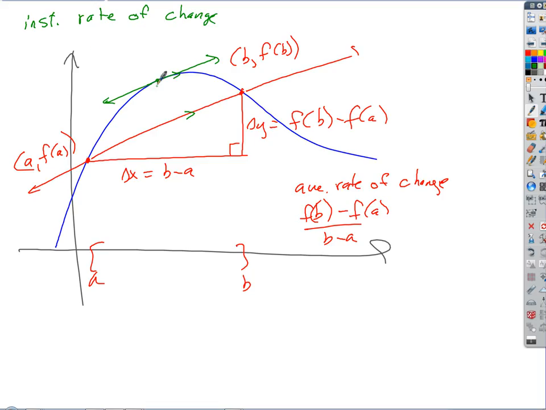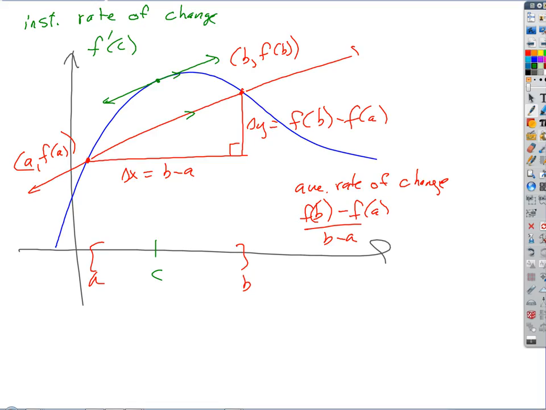Let's call that point right there C. How do I represent that slope? Yeah, so it's just going to be f prime of C, right? We've got to find all those values of x, call them C, where that's true, where the green equals the red, right? Okay, so then what's that become?